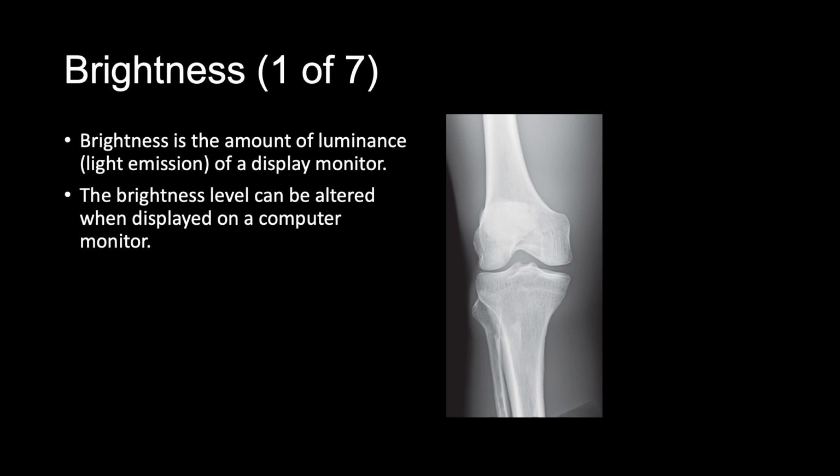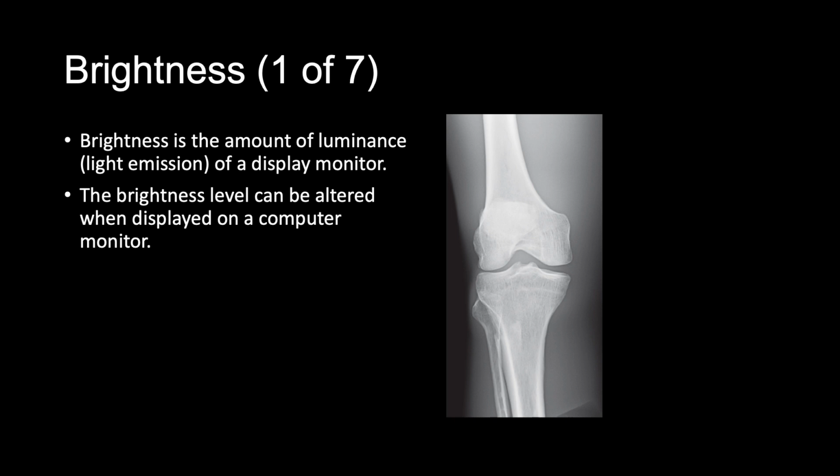The brightness is the amount of luminance, which is the light emission of a display monitor. The brightness level can be altered when displayed on a computer monitor. With brightness, we are going to change the brightness on an image with window leveling. So window leveling will go from top to bottom. So you'll move your mouse in a top to bottom style and it will get brighter and darker.